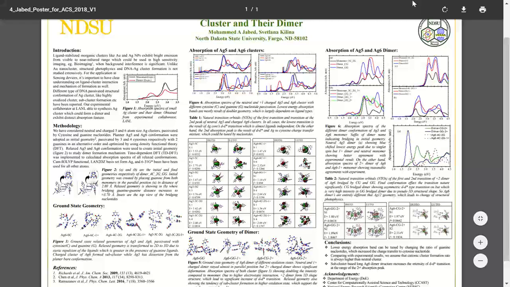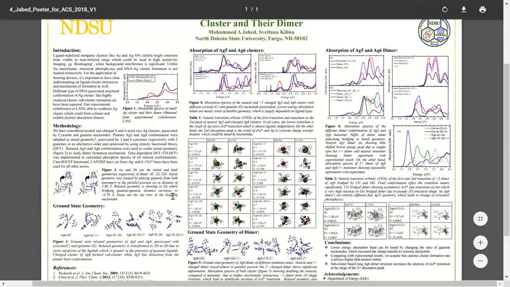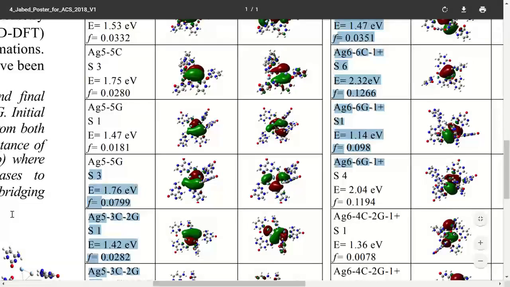So we take a planar geometry of 5 and 6, and then participated with the cytosine and guanine and optimized. We found the optimized silver 5 and silver 6 monomer. If I look at the first part of our study, I'm showing the 3D conformation of the cluster based on their charge and their ligands, and how they're changing.